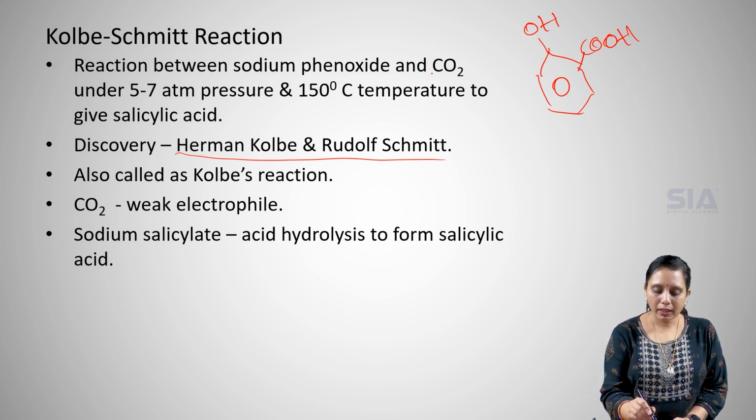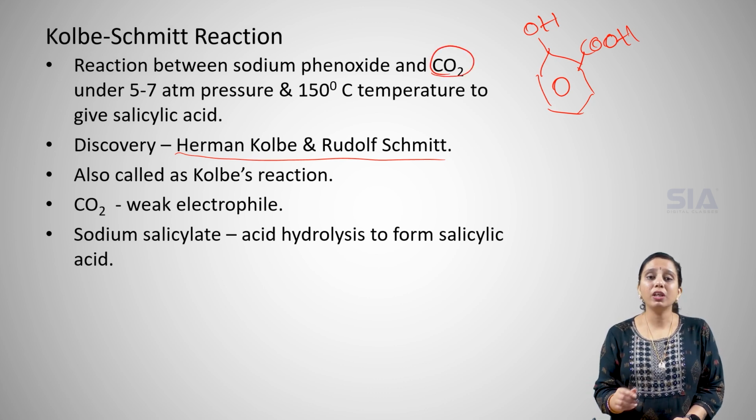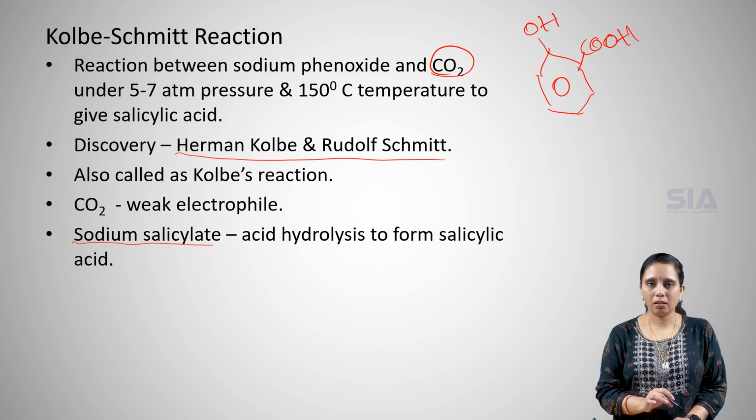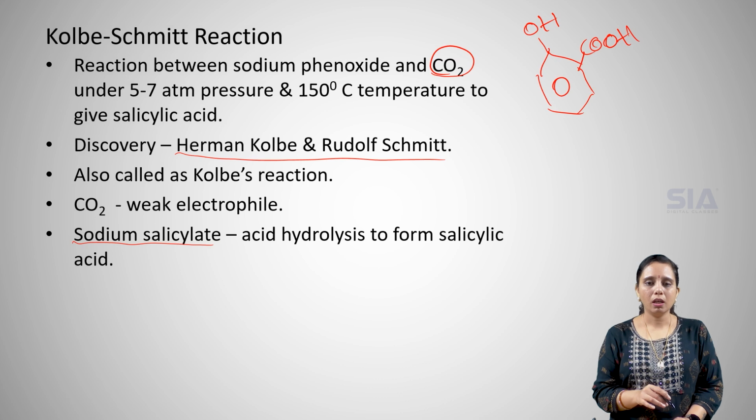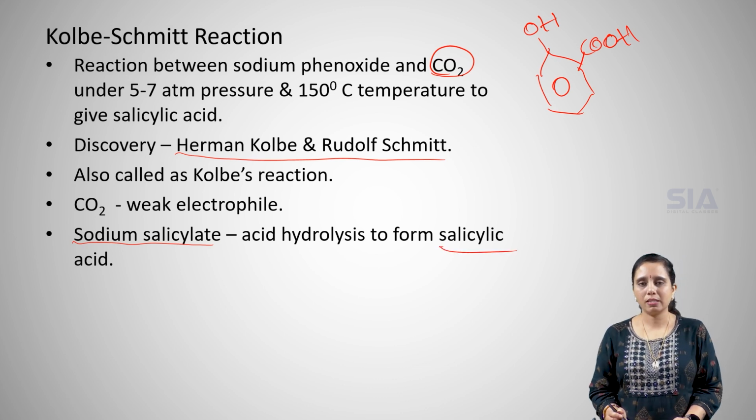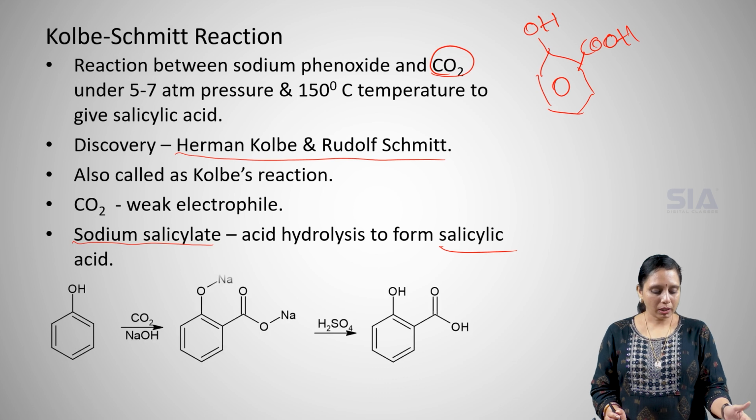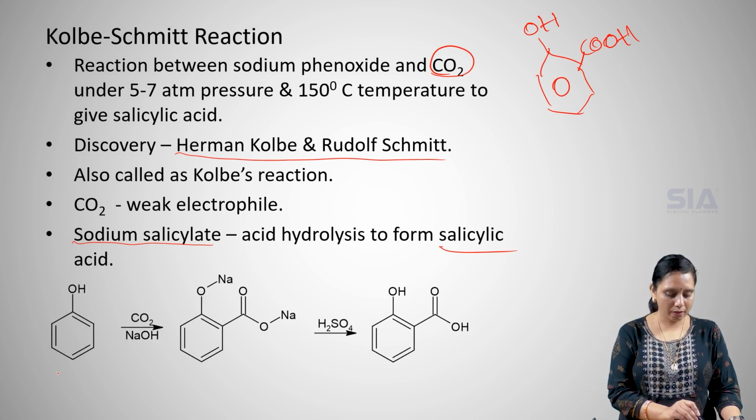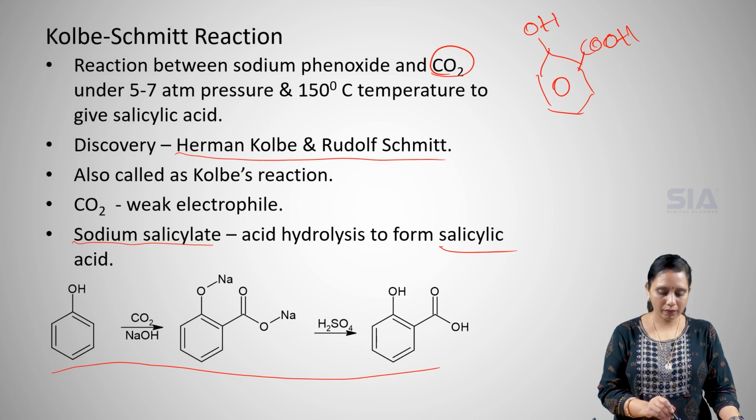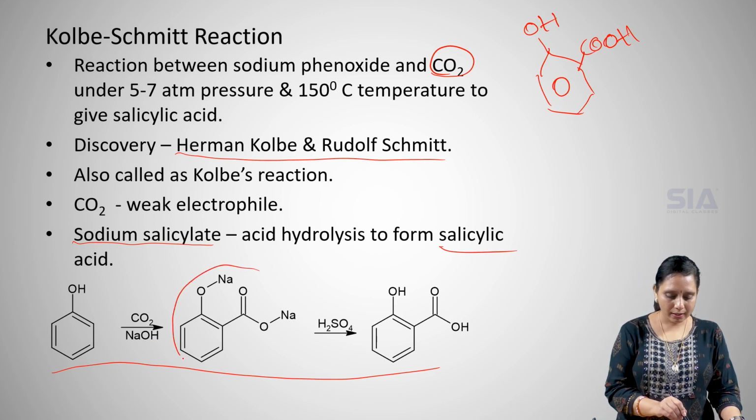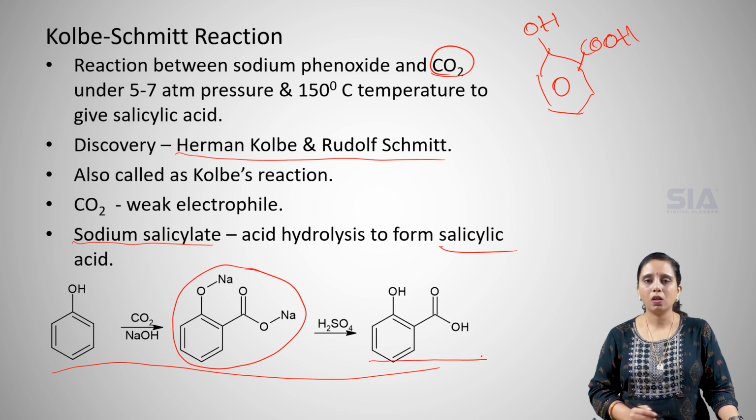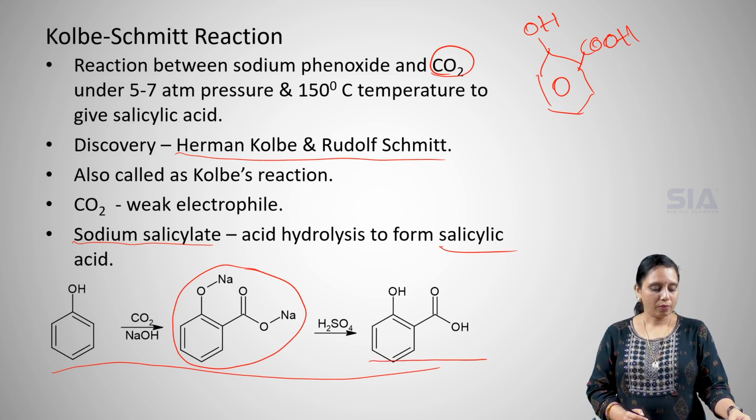As the electrophile here is carbon dioxide, which is a weak electrophile, sodium salicylate is formed primarily, and on acid hydrolysis we get the acid form, salicylic acid. The general reaction goes here: phenol in the presence of carbon dioxide and sodium hydroxide gives sodium salicylate. This is sodium salicylate, which on acid hydrolysis gives salicylic acid.